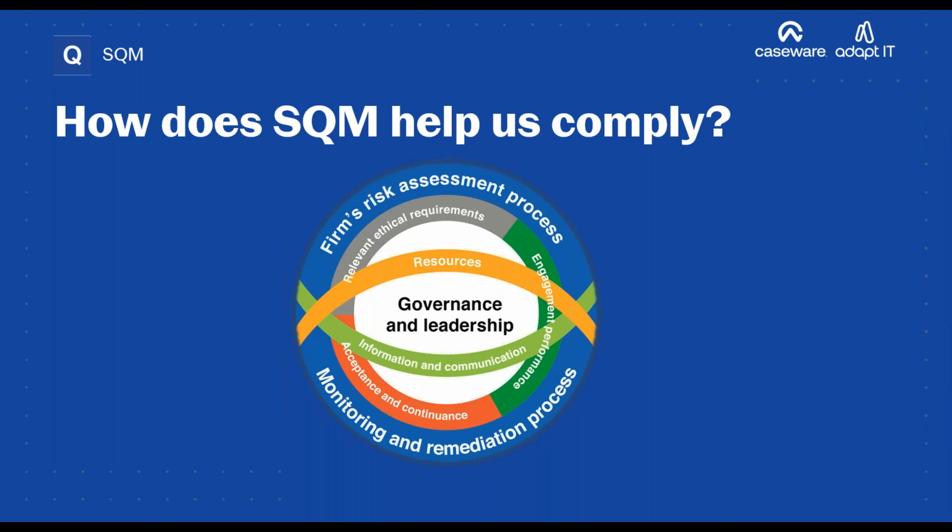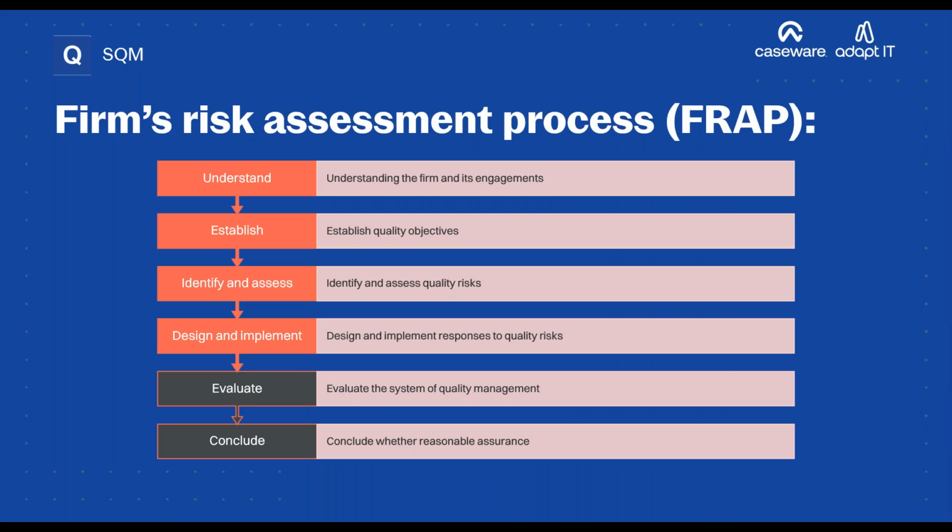Now, the 6 little lines in the middle of this picture indicate the 6 components that the standard identifies, being your governance and leadership. In the past, we just had leadership. We've got the relevant ethical requirements. We've got resources, which includes your human resources and all the other resources. All of those elements are catered for in SQM through those libraries that Christian mentioned before, and we guide the users to operate and implement the risk assessment process, but also the monitoring process. So ultimately, if you follow the process in SQM, you should be compliant with ISQM 1 because we help you through every step.